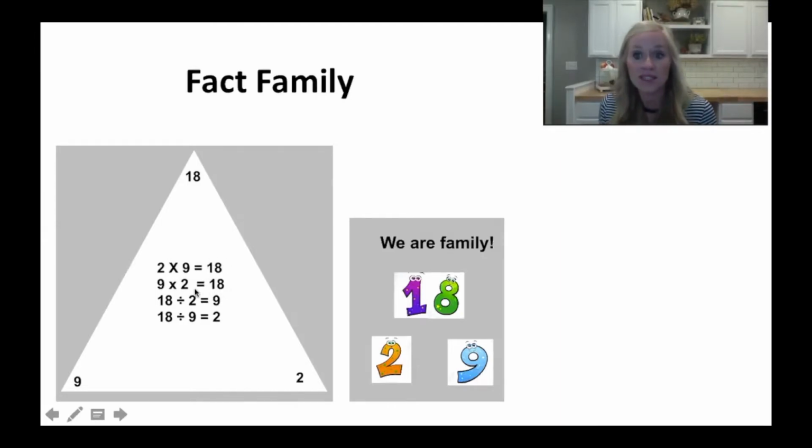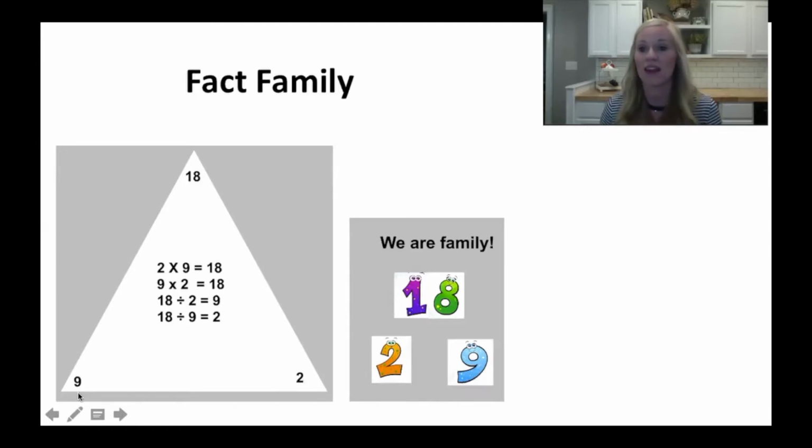Now, we said the difference with multiplication and division is that in division, we're going to start with that total. We're going to start with our whole. So you'll notice that I started with 18 because that's the total. That's how many we have in all. Now we can say 18 divided by 2, and that quotient is 9. Now we can flip that and say 18 divided by 9 is equal to 2.